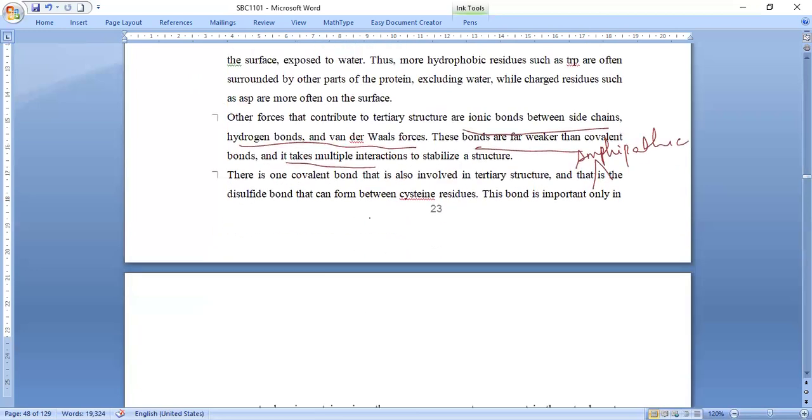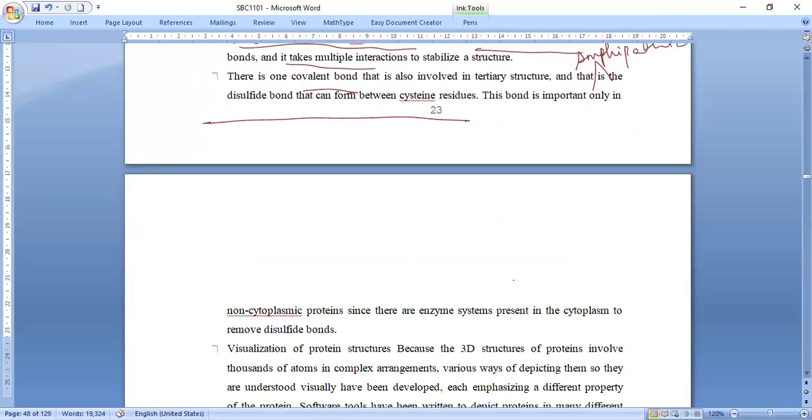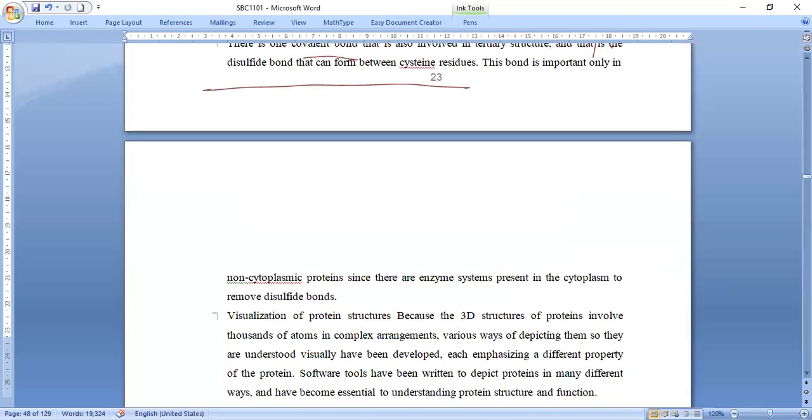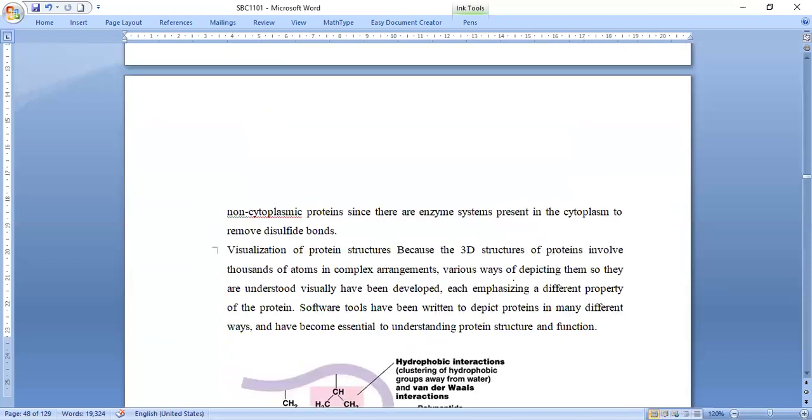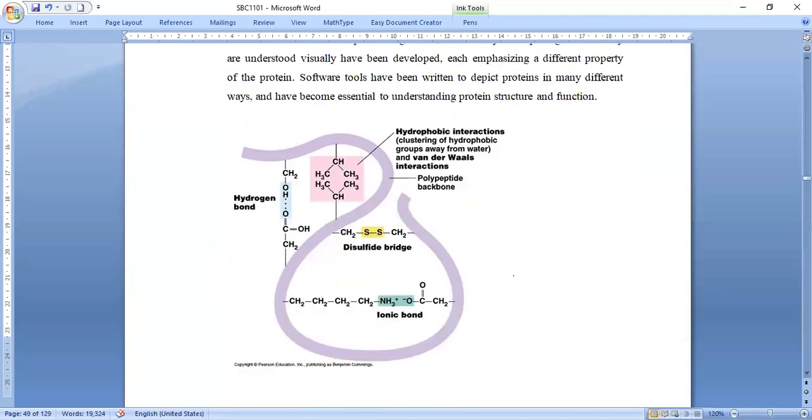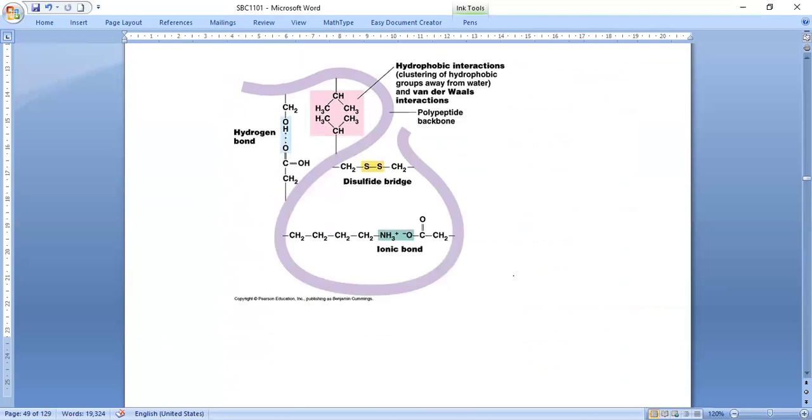And also, one covalent bond that is involved here is the disulfide bond, which is mainly formed between the cysteine residues. This is mainly present in non-cytoplasmic proteins, whereas enzymes are present in the cytoplasm to remove the disulfide bond. These are the 3D structures that can be visualized here, mainly formed by hydrogen bonds, disulfide bridges, ionic bonds, van der Waals interactions, and hydrophobic interactions also.